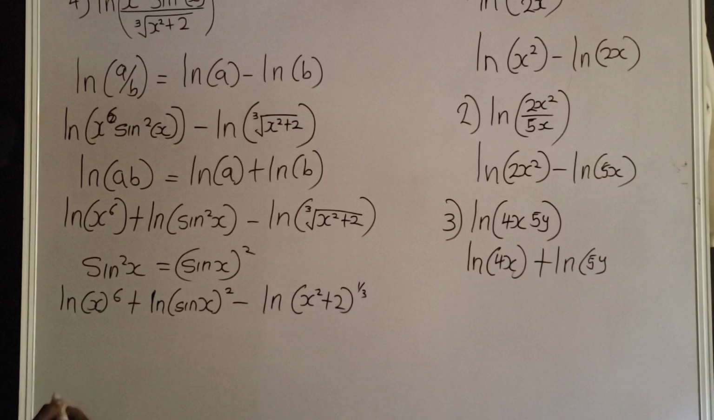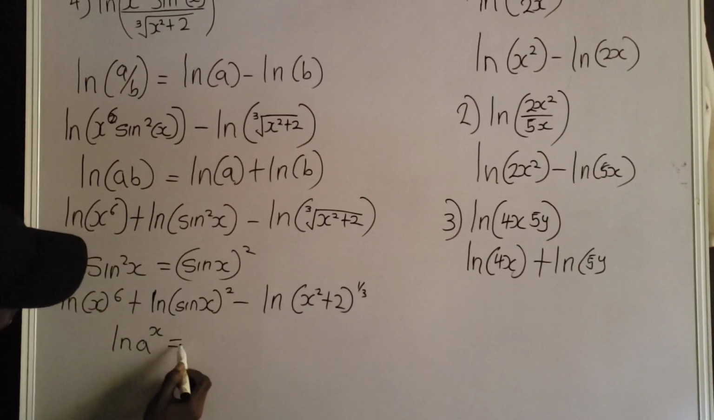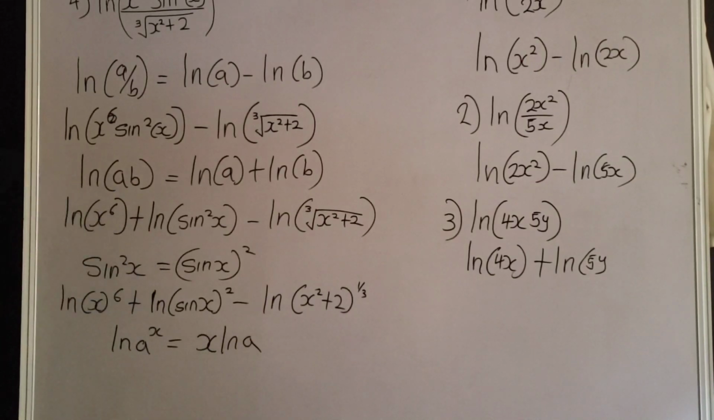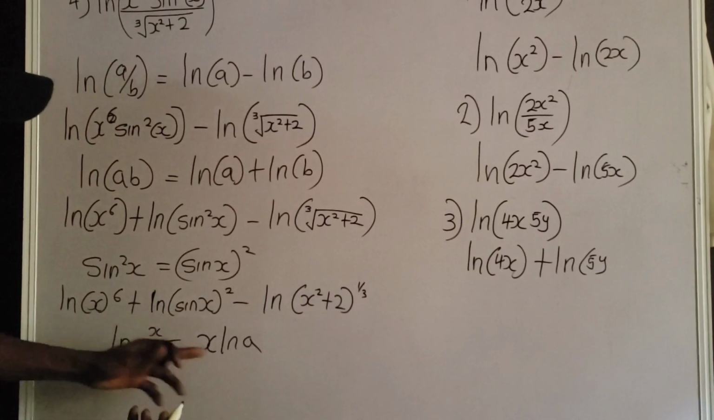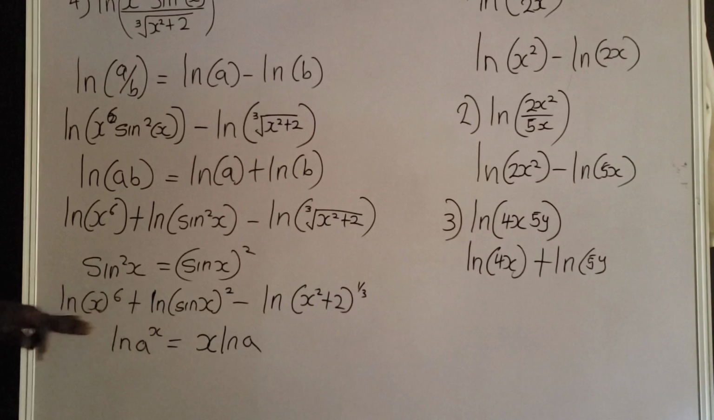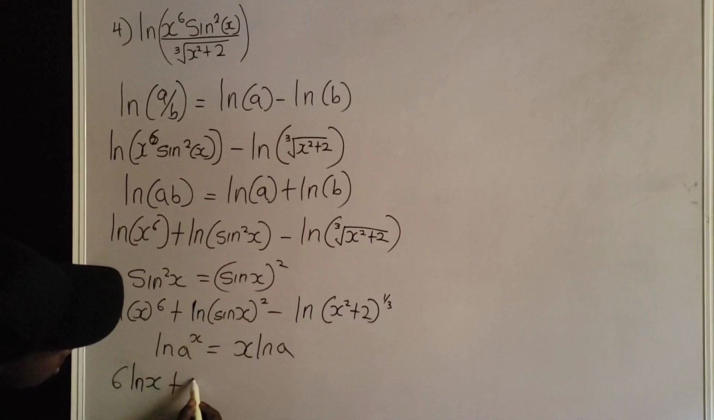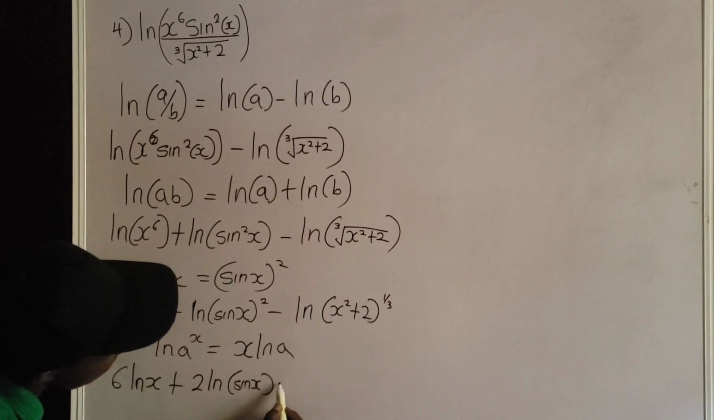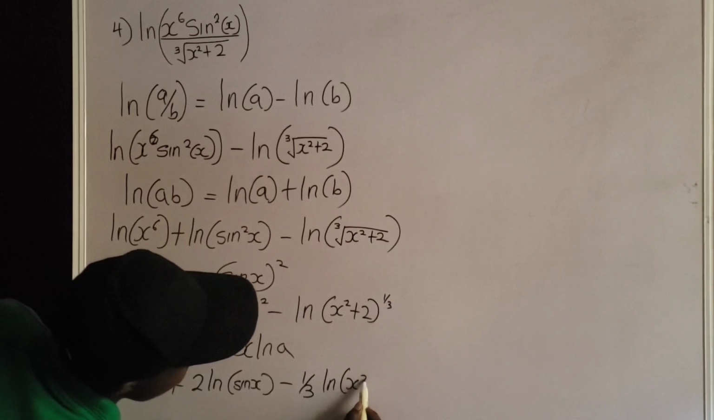Don't forget that I told you that if you have ln a raised to the power of x, this is also the same thing as x multiplied by ln a. That is the power, we multiply as the coefficient before the natural log, and then we are going to have something like this. Let's use the same approach here. I'm going to have 6 ln x plus 2 ln sine x, and then minus 1 over 3 ln x squared plus 2.